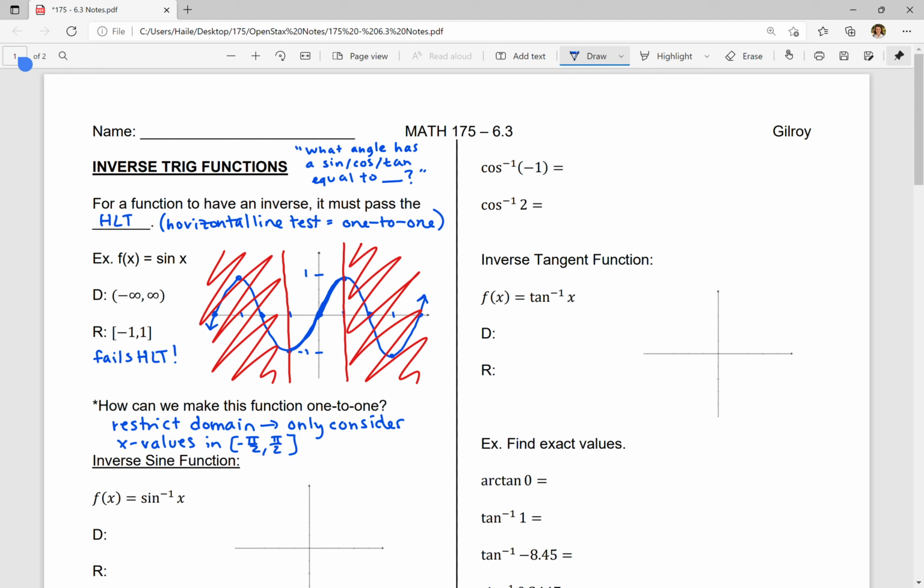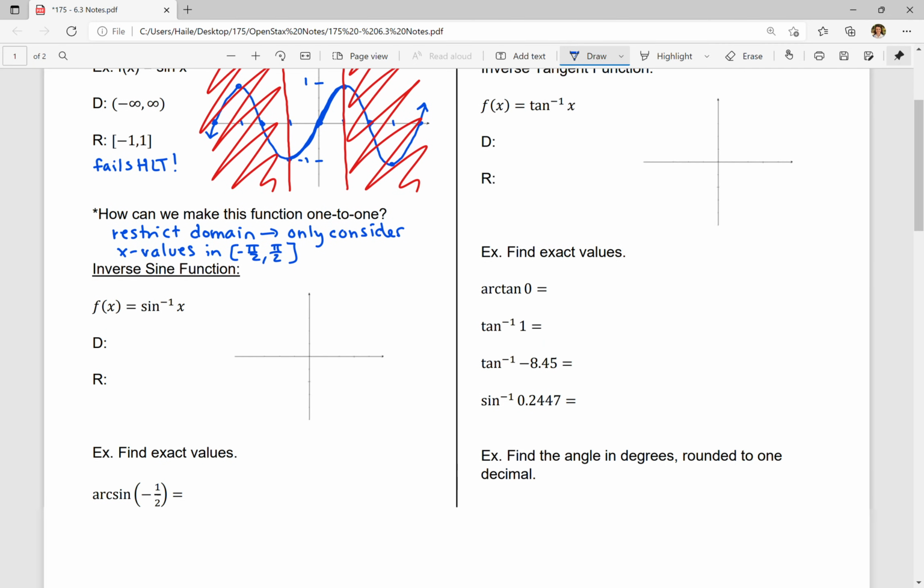Okay, so we talked about sine of x. Cosine of x is very similar. Remember that with sine of x and cosine of x, you literally just move the graph over a little bit and you can turn one into the other. So we can do the same exact thing with cosine. We can just chop off part of the graph and say, well, let's look at this little part. Tangent's a little bit different. We'll talk about inverse tangent in a little bit. So first, let's talk about the inverse sine function.